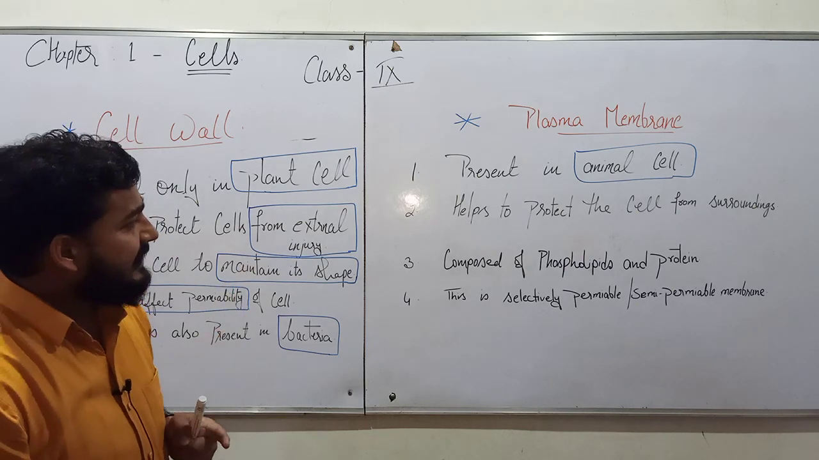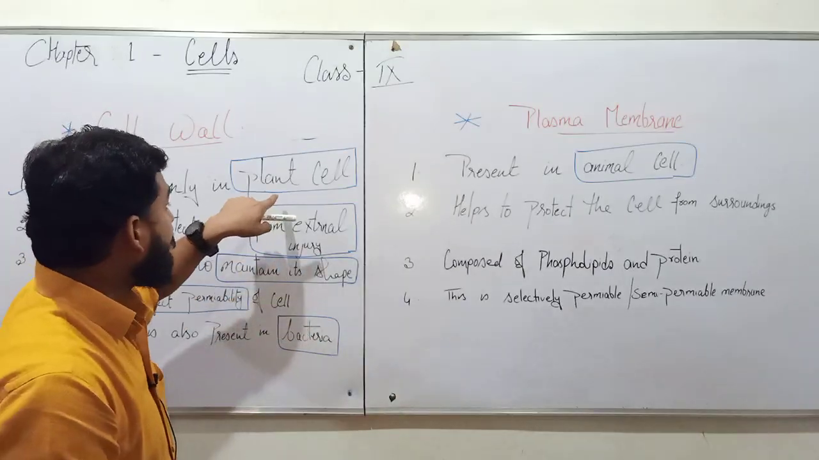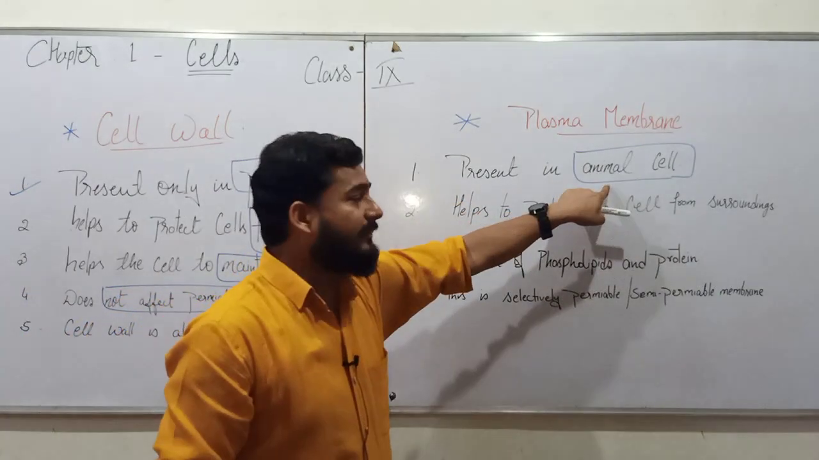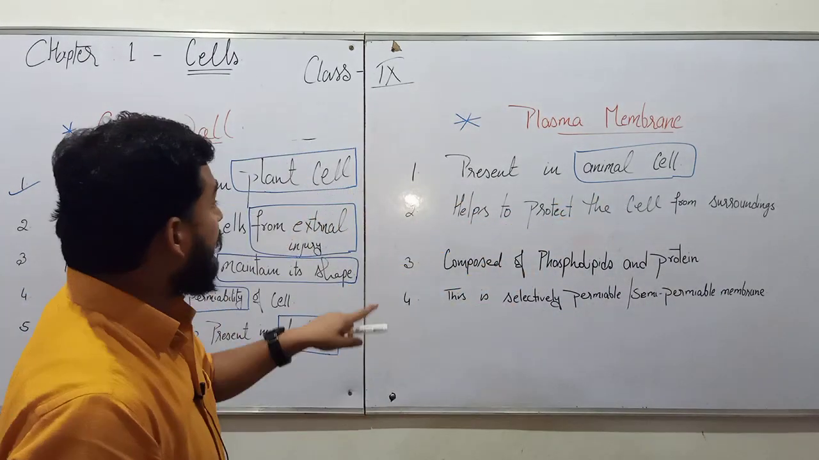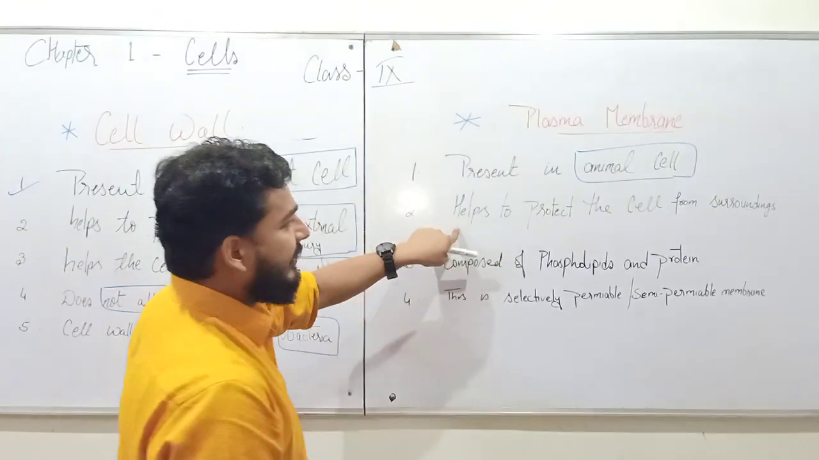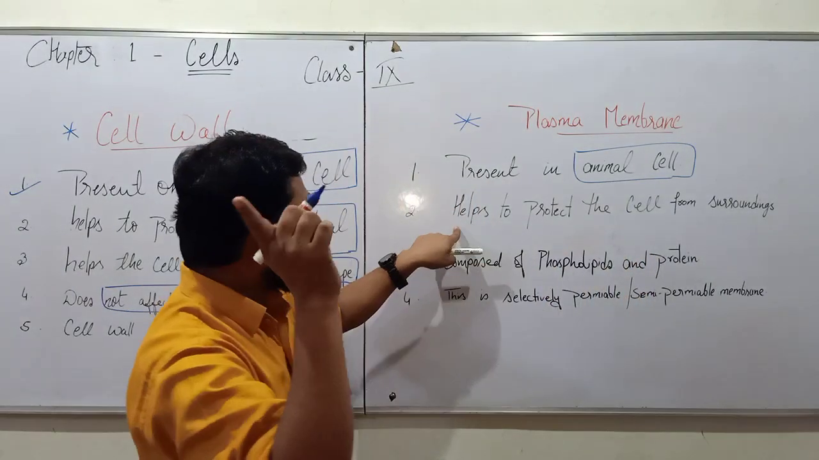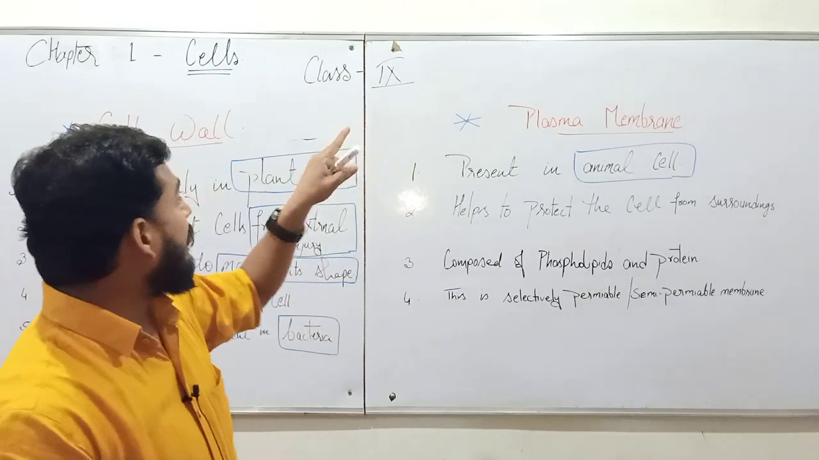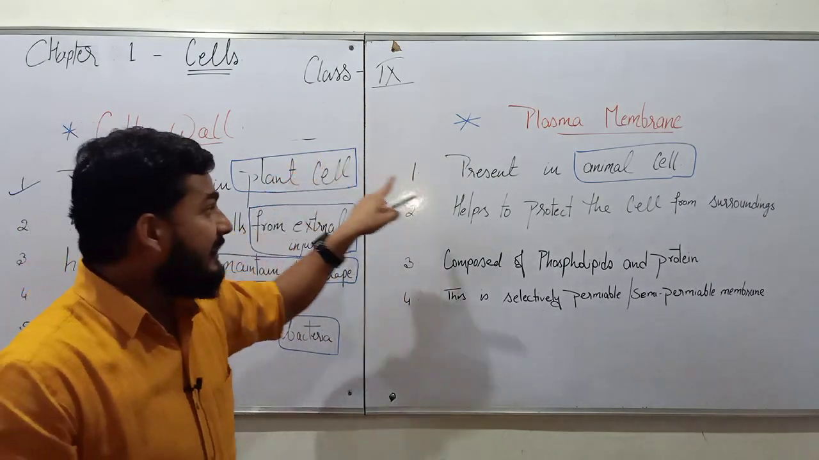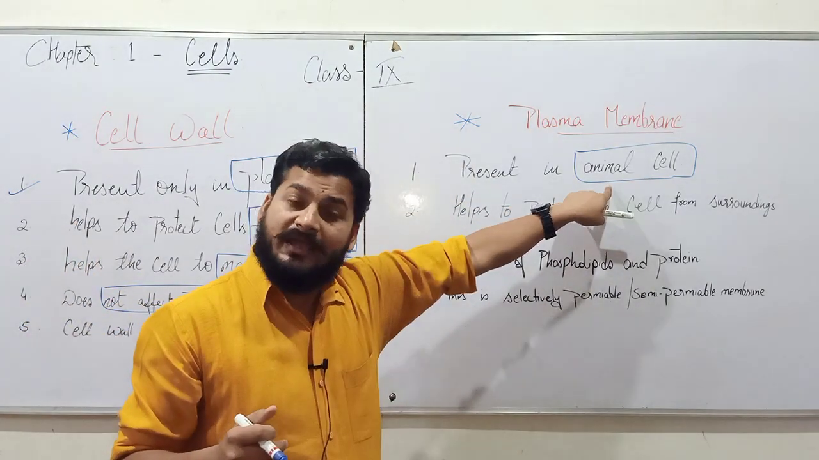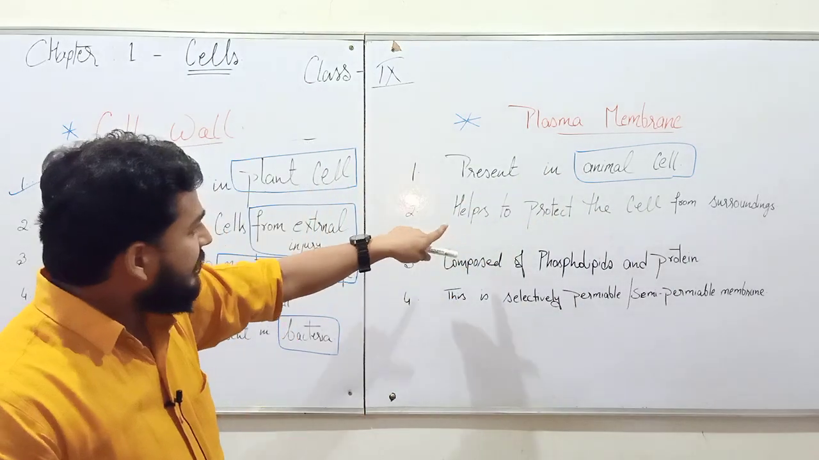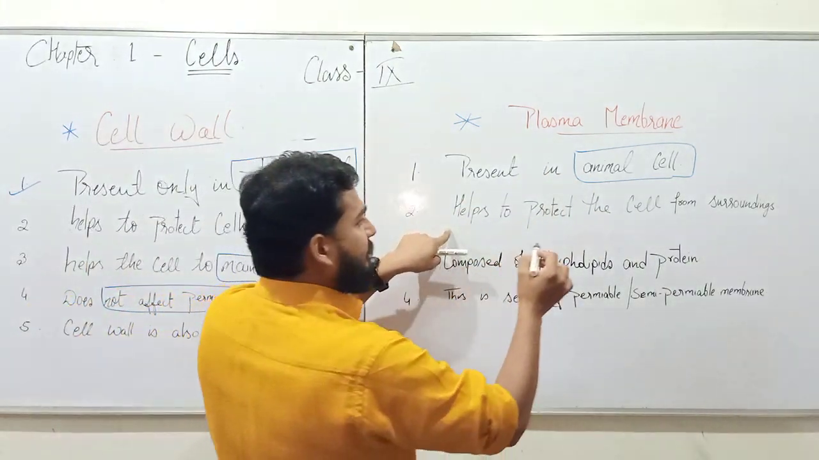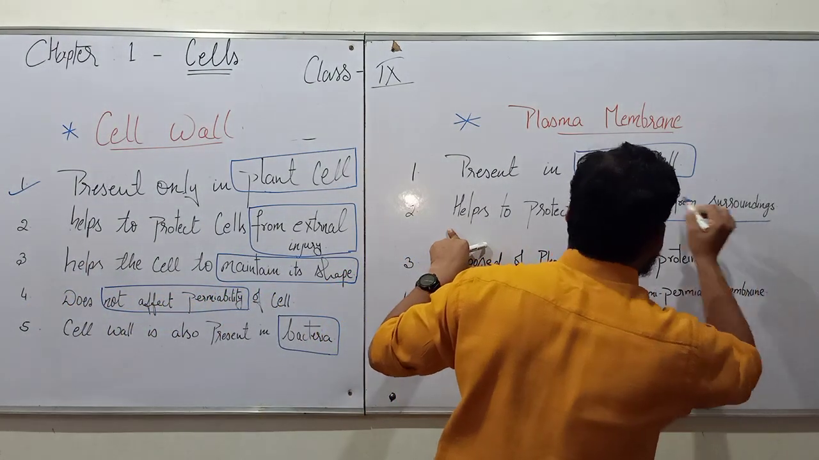Second point says, obviously, this was present in plant cell, this is present in animal cell. Now, helps to protect. Okay, I'll talk about the first point once again. This is present in animal cell. This was the outermost structure of plant cell, and this is the outermost structure of the animal cell. Then this helps to protect the cell from the surroundings.